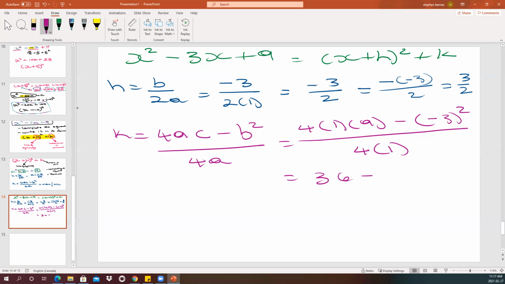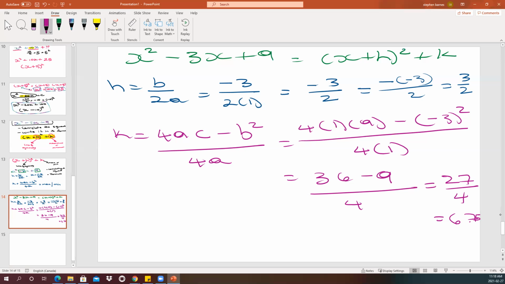36 minus negative 3 times 3, which is 9, all over 4. So 36 minus 9 gives you 27, over 4. So your k is going to be 27 divided by 4, which is 6 3/4, 6.75, right? So that is our k. I wrote the question wrong, but I'm going to work with it the same way.